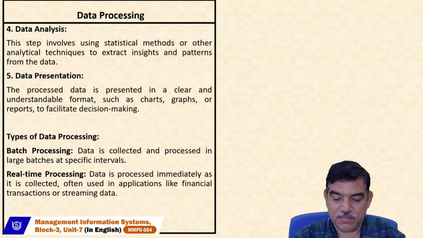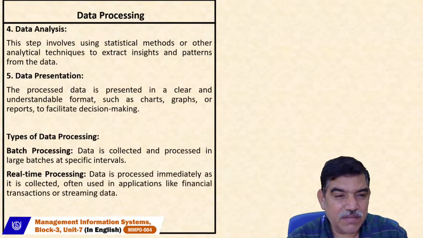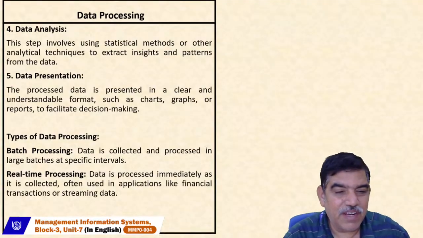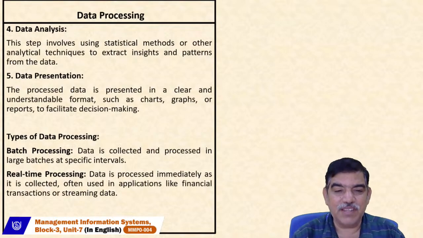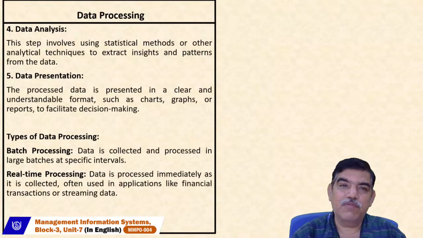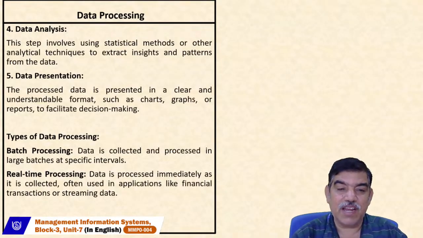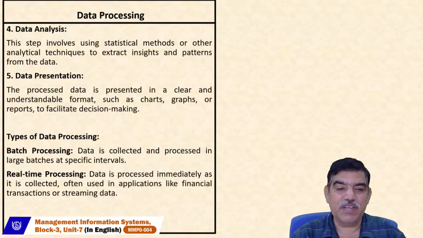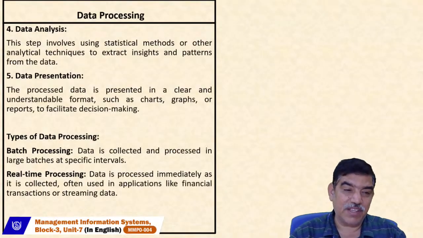Then types of data processing. Data processing can be done in two ways: batch processing and real-time processing. What is the meaning of batch processing? For example, I am explaining here. We first collect the data, keep it in one place, and that data will be processed later on. It is known as sequential processing, that is called batch processing. Real-time processing means data is processed immediately as it is collected, often used in applications like financial transactions or streaming data. That is very important here.